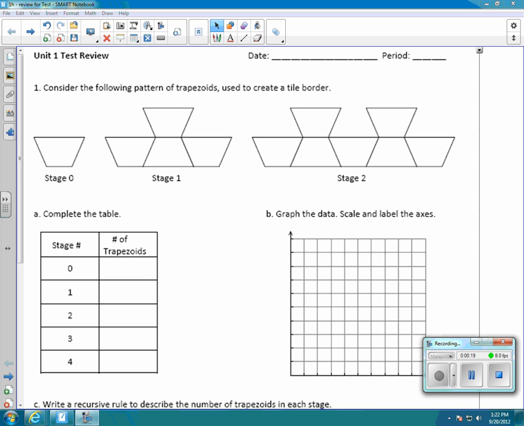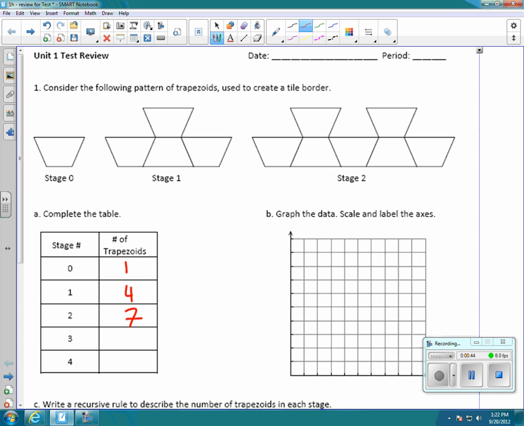So stage 0 has a certain number of trapezoids. In fact, the first question asked me to complete the table, which asked me to complete the trapezoids. So stage 0 is that one trapezoid I see. Stage 1 has 4 trapezoids. Stage 2 has 1, 2, 3, 4, and then 1, 2, 3 more trapezoids. So that's 7 trapezoids total.